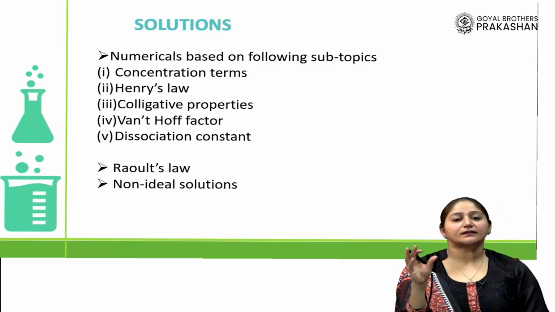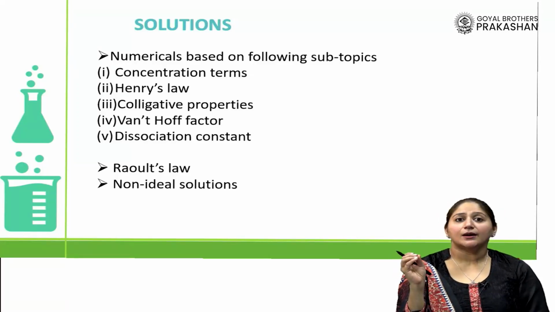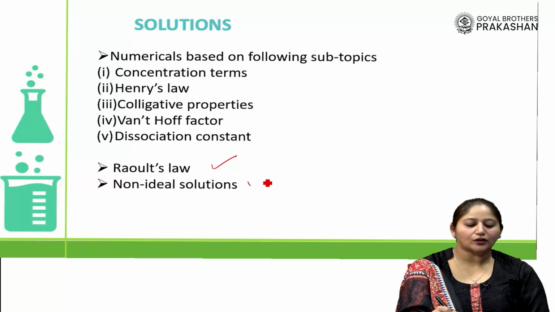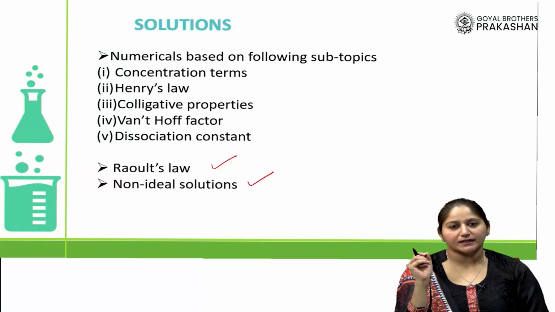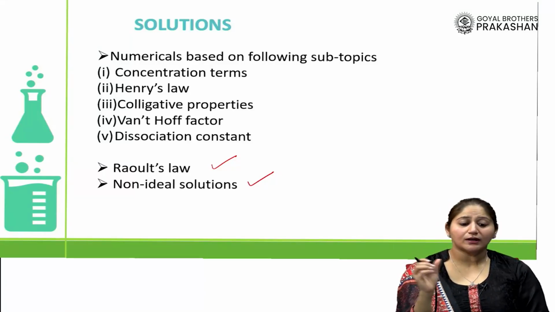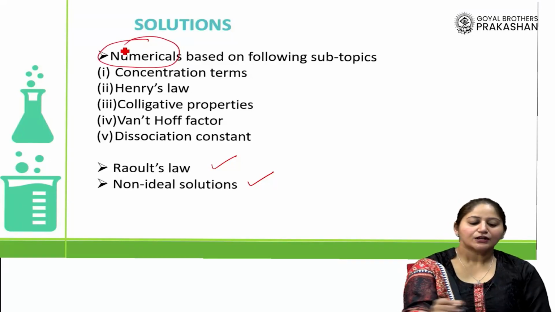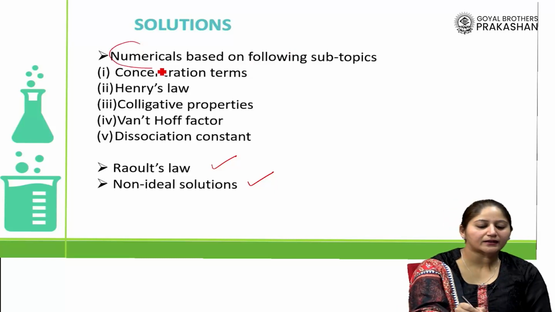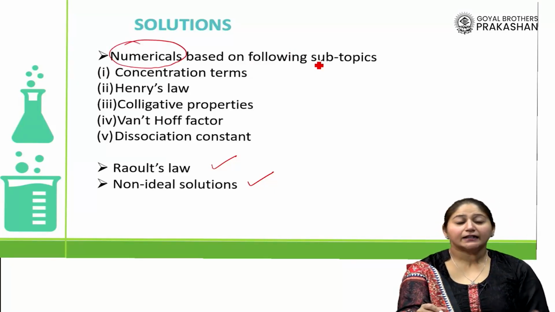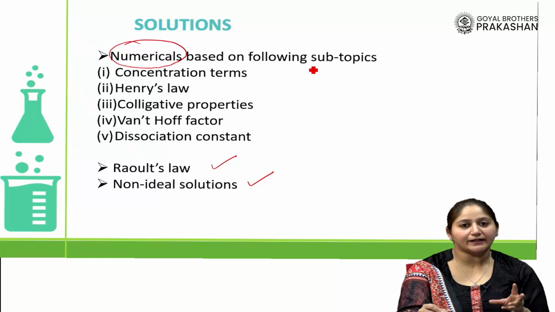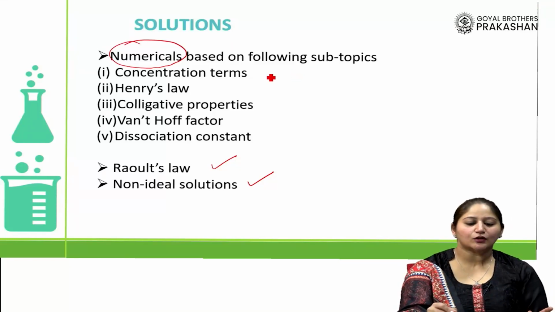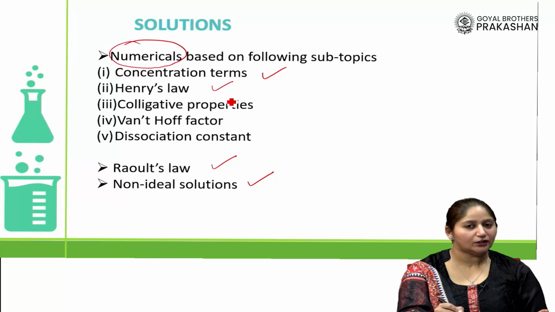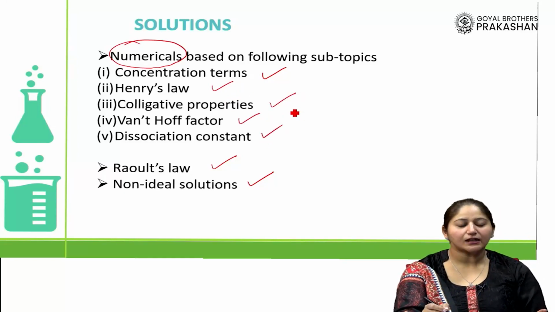Children, in solutions, the most important topics definitely belong to Raoult's law, non-ideal solutions and colligative properties. You also have to focus on numericals. So what kind of numericals? Definitely numericals on the basis of molarity and molality, concentration terms, Henry's law related questions, colligative properties, Van 't Hoff factor and dissociation constant. Numericals are very important in physical chemistry.